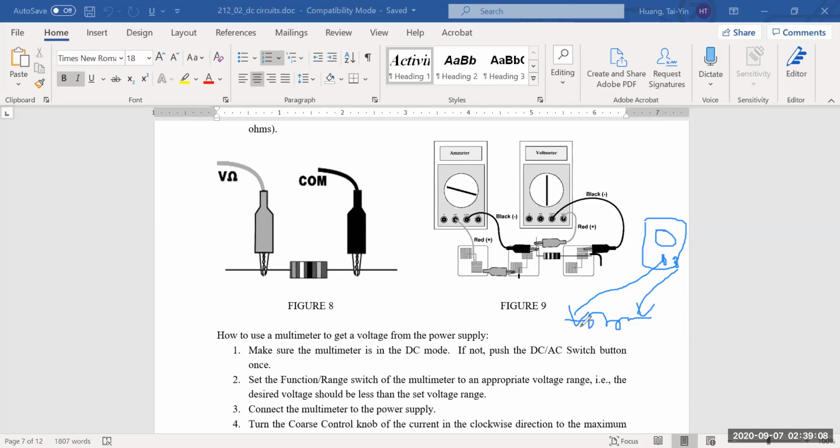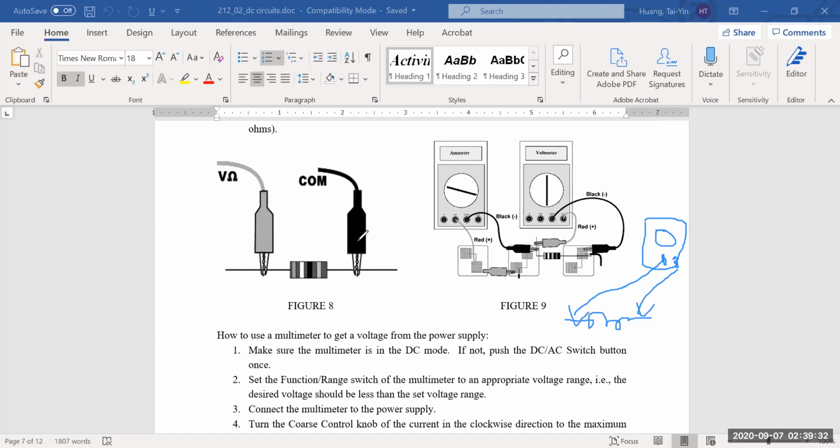You do not connect your resistor to a power supply. That's why once you connect your circuit, you do not power the circuit just yet before you measure the resistance. You want to measure the resistance and then turn on the power supply to power the circuit. Okay, all right. And the other thing is how to measure voltage.